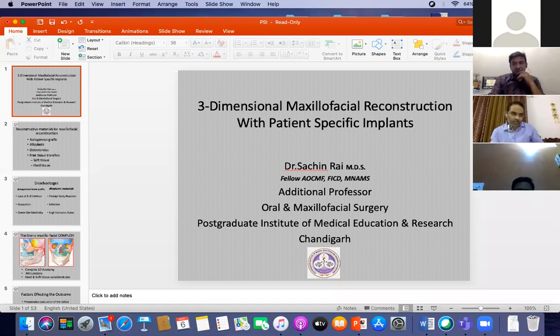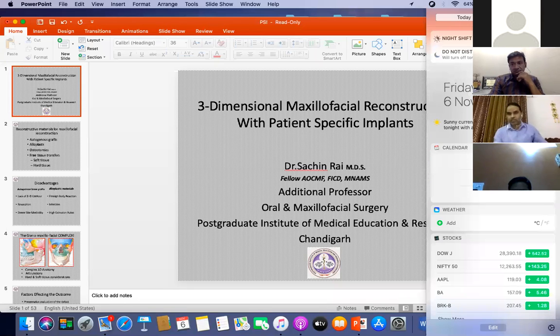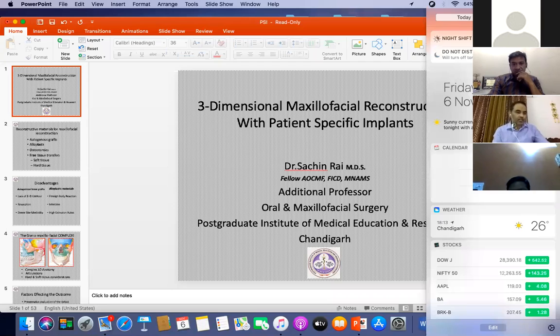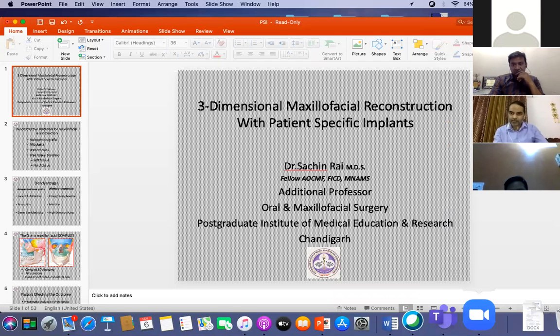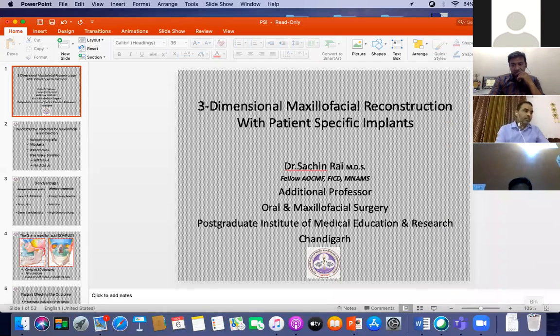But for materials used for 3D printing, I have read some articles related to scaffold reconstruction. They used PGA and PLA also with the help of 3D printers. So it's for scaffold reconstruction, because without scaffold it's very difficult.